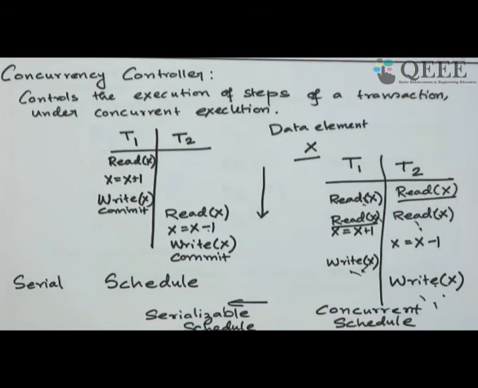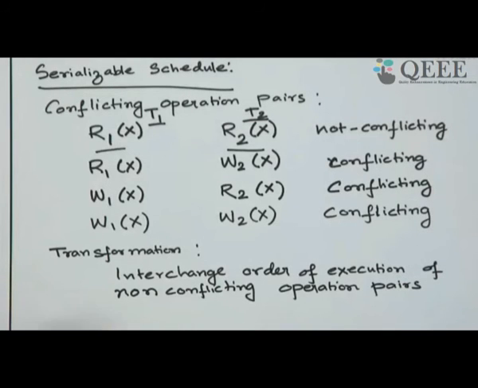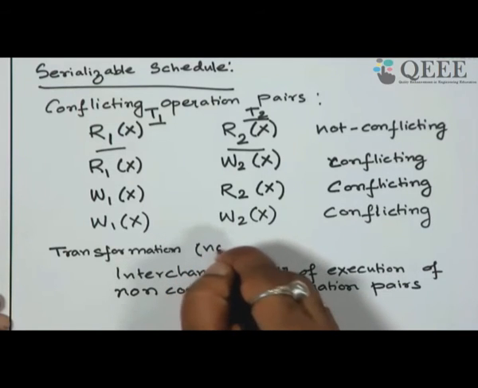If I am given a concurrent schedule and by a number of such interchanges I can transform it to a serial schedule, then that particular schedule is said to be serializable. This is a non-conflicting transformation.